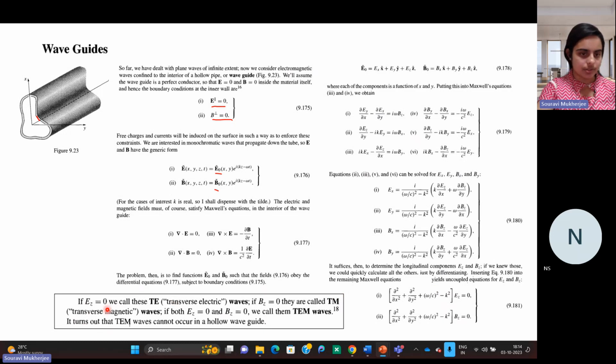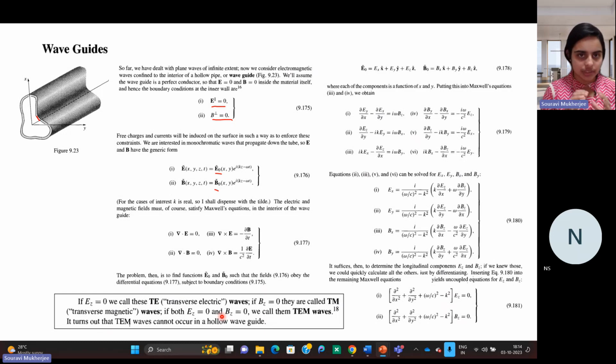Now if Ez is 0, then we call it transverse electric. Why? Because that means your electric field is perpendicular to the direction of propagation of the wave. Again, if Bz is 0, then we call it transverse magnetic waves, for the same reason. And obviously in the general case where both of them are 0, we call it TEM waves. There can be cases where both of them are non-zero as well.